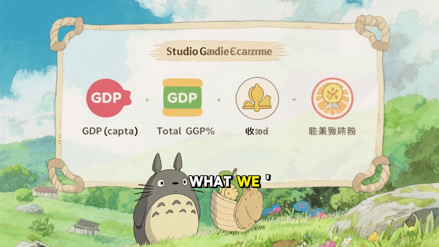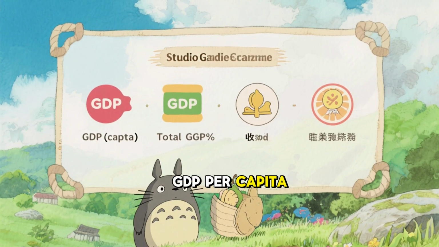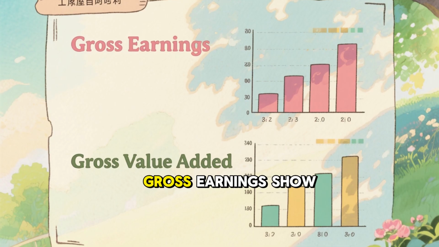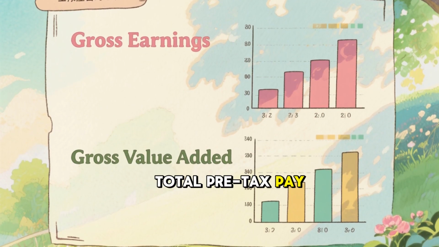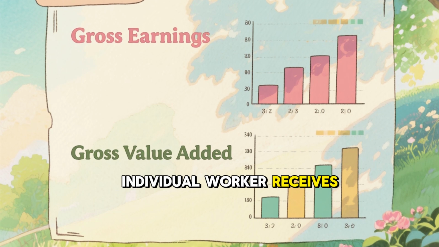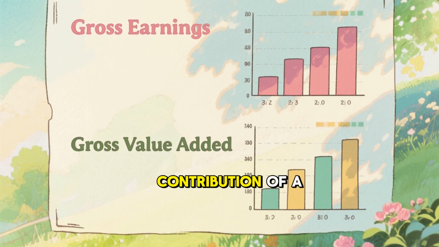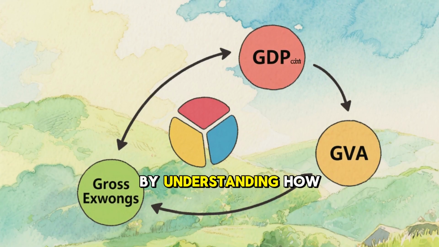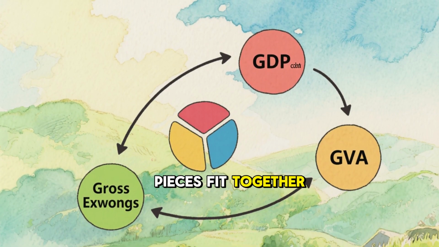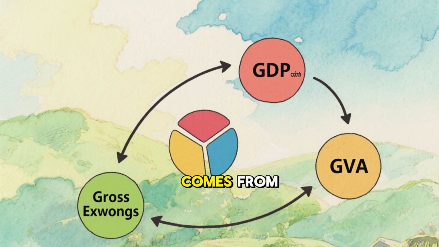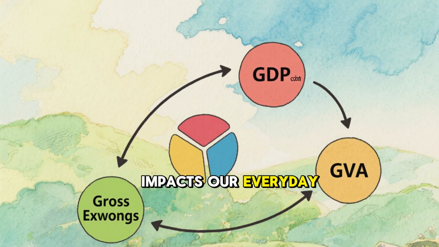So, to recap what we've learned, GDP per capita gives us a snapshot of a country's average income. Gross earnings show us the total pre-tax pay an individual worker receives. And gross value added measures the actual economic contribution of a business. By understanding how these three pieces fit together, we get a much clearer picture of how an economy works, where the money comes from, and how it impacts our everyday lives.